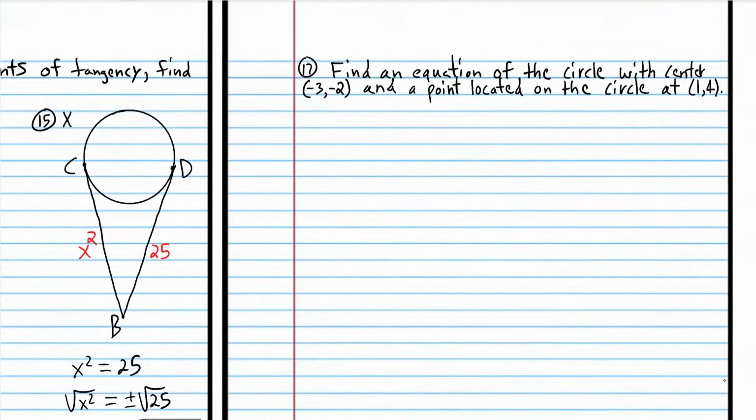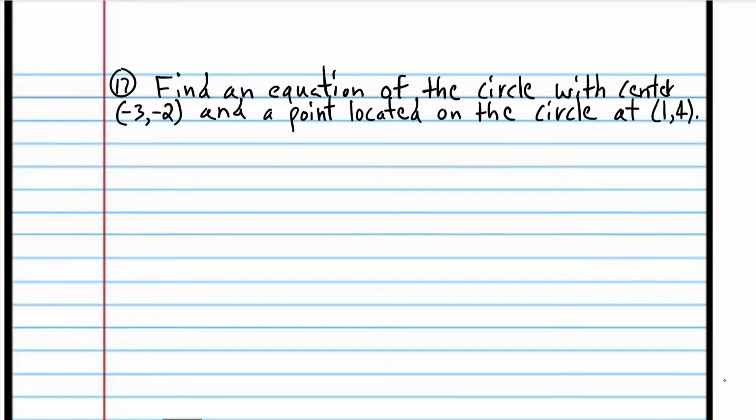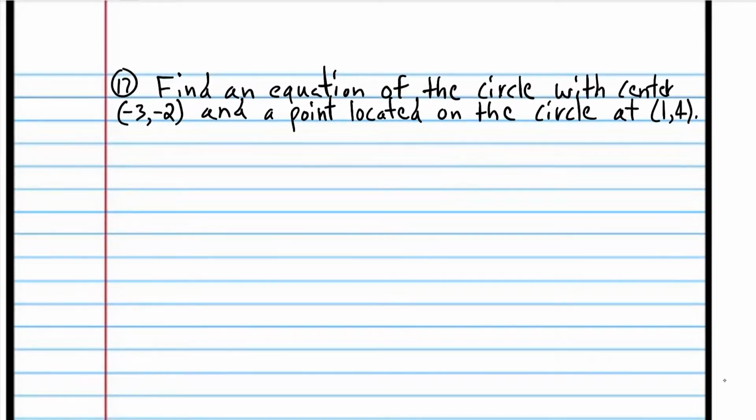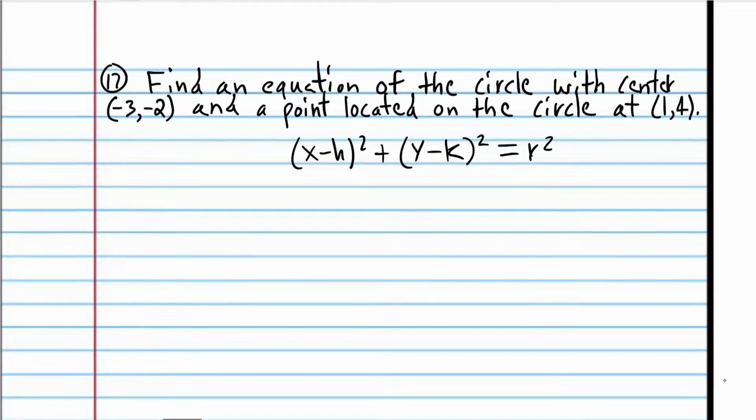On to number 17. Find an equation of the circle with center -3, -2, and a point located on the circle at 1, 4. So this is going to be the same equation we just used. x minus the x value of the center squared plus y minus the y value of the center squared is equal to r squared. That's the basic form of the equation of a circle.